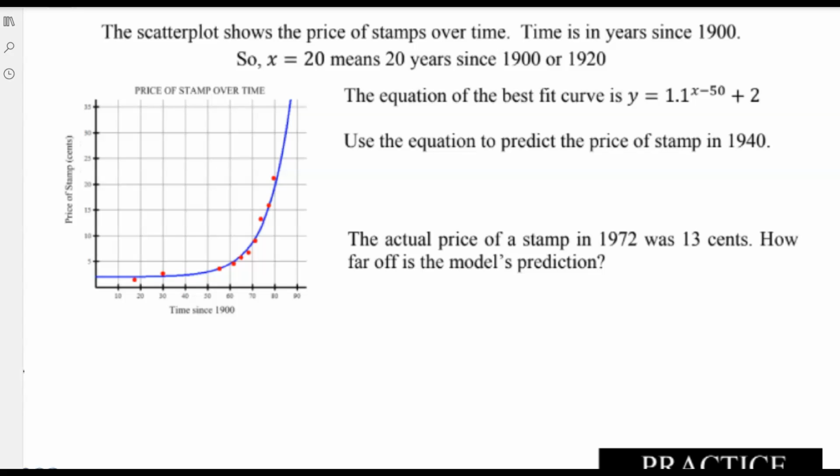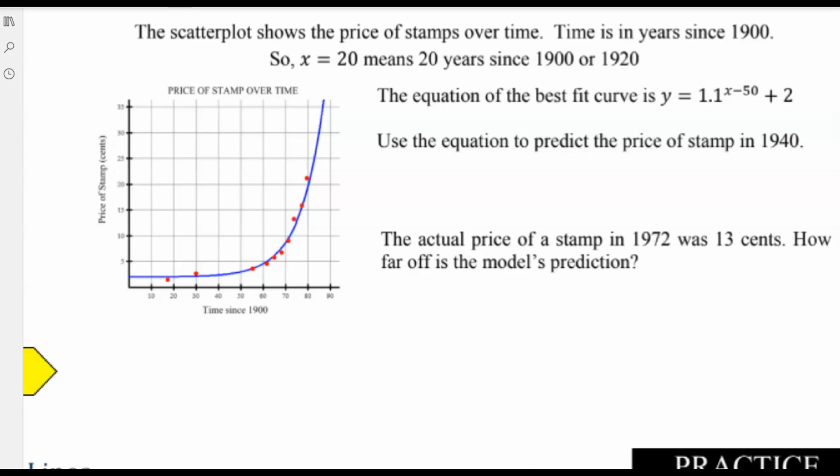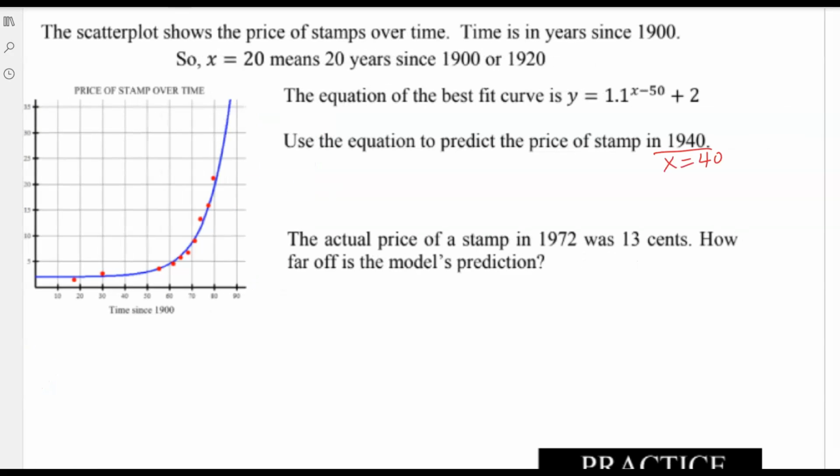As long as our predictions are within the data that we're given, then it should be an accurate prediction. But if it's outside of that data range that we're given, then we can't be so sure about the prediction. In this problem, x equals 20 means 20 years since 1900. So if my x value is 20, then I'm talking about 1920. And we want to use the equation to predict the price of a stamp in 1940. Our x value, 40. And then we just substitute in to the equation.